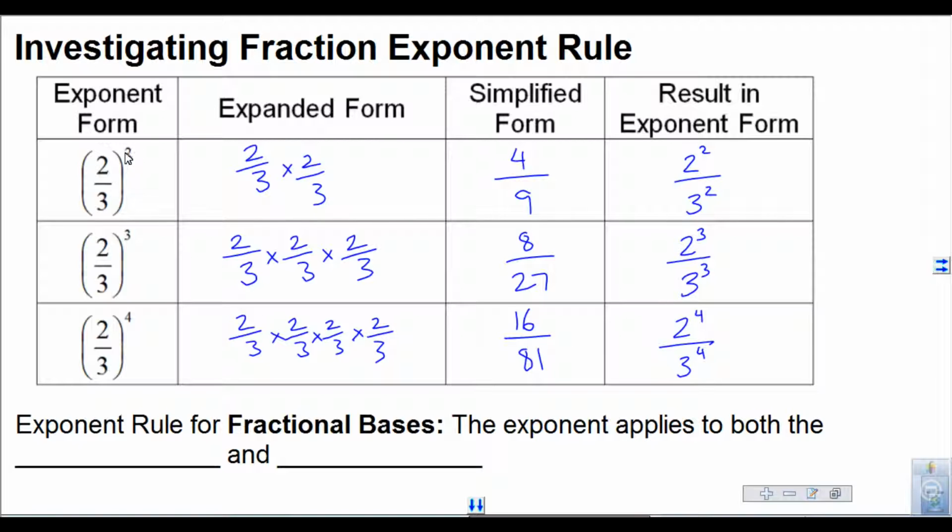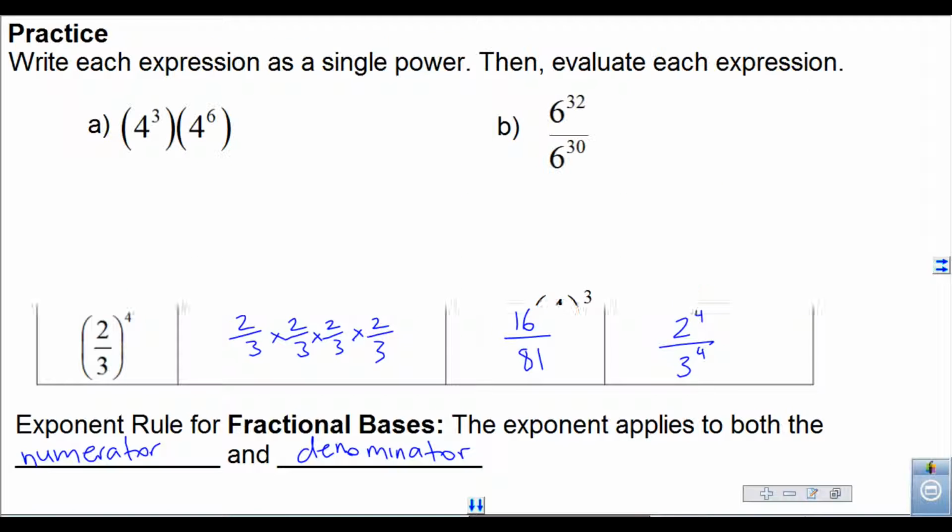So take a look at what happens here. This exponent that was outside the bracket, we can actually apply it to both the numerator and the denominator. So you see here, this 4 on the outside, you can actually put it and apply it to the numerator and the denominator. So those are the blanks here. So for fractional bases, the exponent applies to both the numerator and the denominator. So those are the 4 exponent rules, and we're going to just apply them to simplify some simple expressions.